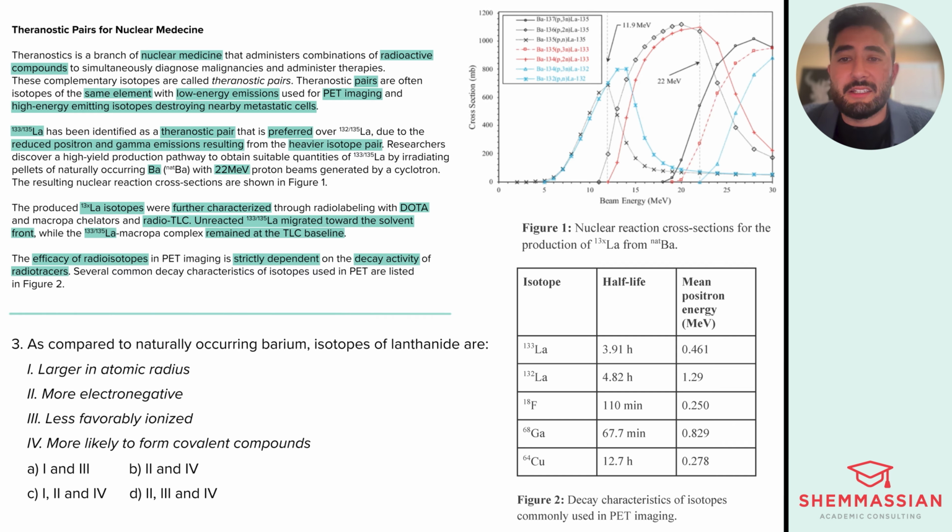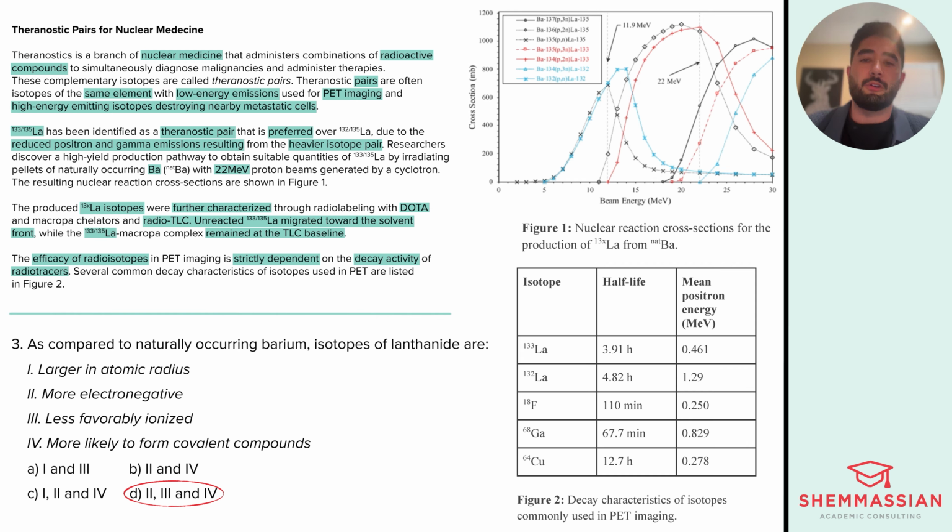When you're looking at ionization energy, that also increases as you go right and as you go up. And so that indicates that it's less favorable for lanthanum to ionize, which makes statement 3 true. And when we're looking at statement 4, lanthanum has 3 electrons in its valence shell, indicating that it is more likely to form covalent compounds than ionize and form ionic compounds. So for that reason, we're going to have to probably go with answer option D for this one.